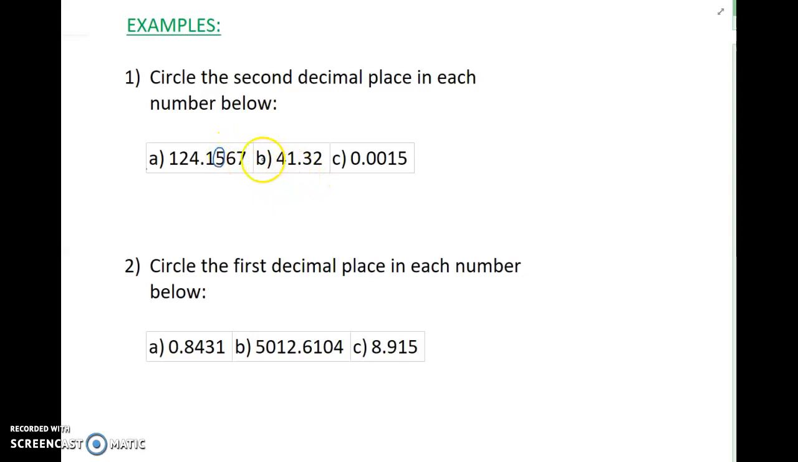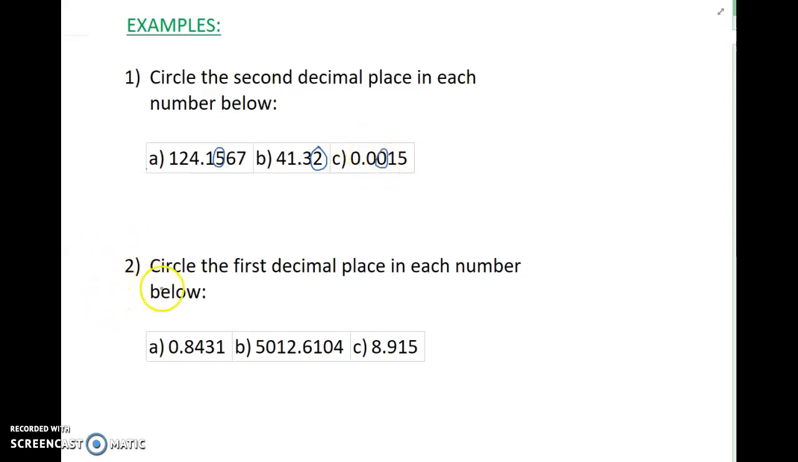Cool. Alright, part B, 41.32. So the point is right here, and then we're looking at the numbers right after the point on the right hand side. So 3 is the first decimal place, 2 is your second. Very easy. And then part C, we have 0.0015. 0 is the first decimal place, 0 is the second decimal place, second 0 there, right? So great, very easy, right?